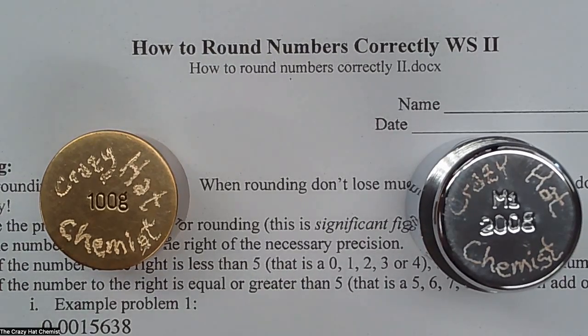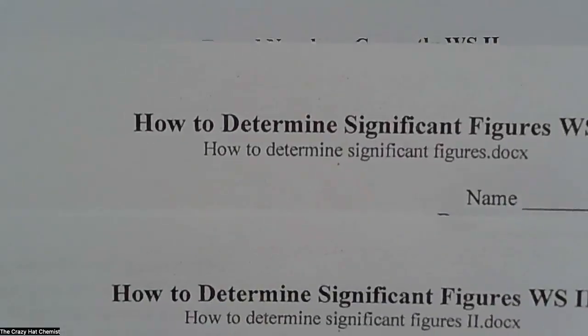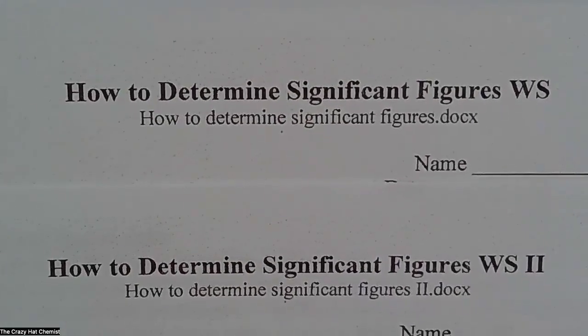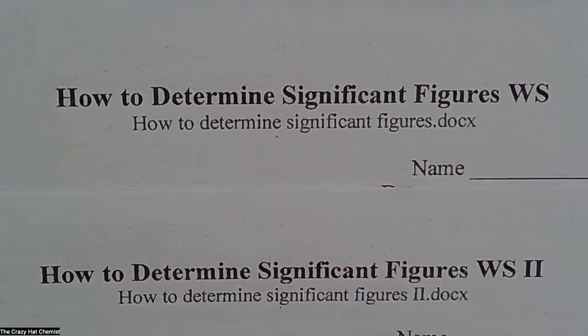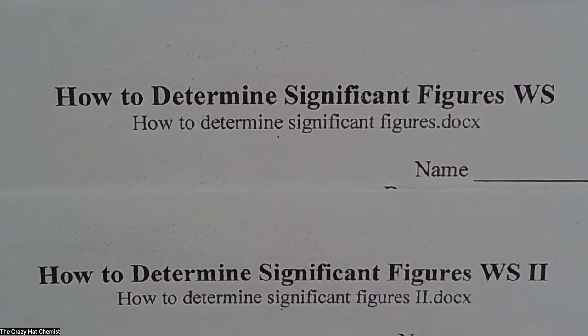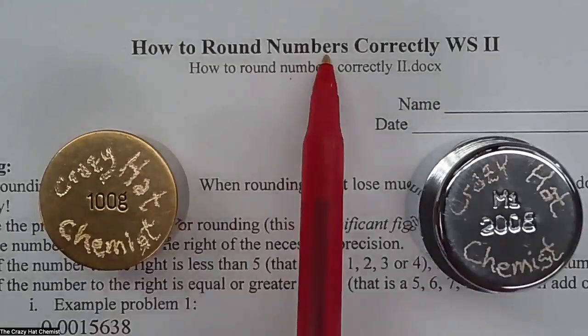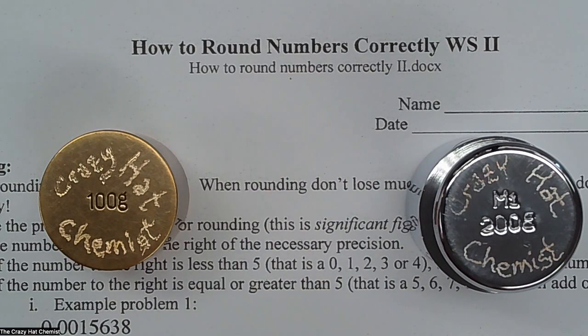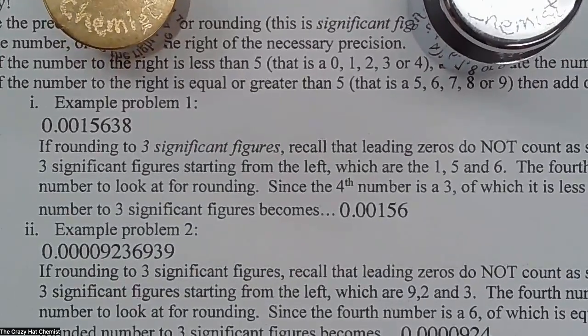So in order to do this worksheet, you need to watch 2 other videos prior to this. And those 2 videos are right here: how to determine significant figures worksheet 1 and how to determine significant figures worksheet 2. You need to have a first understanding of this, and then you need to know how to round numbers correctly worksheet 1. So we're going to be combining rounding with significant figures on this particular worksheet. So hopefully you are ready for this. So we're going to do just 2 simple examples first, and we're going to go for that. So here we go. 2 simple examples first.